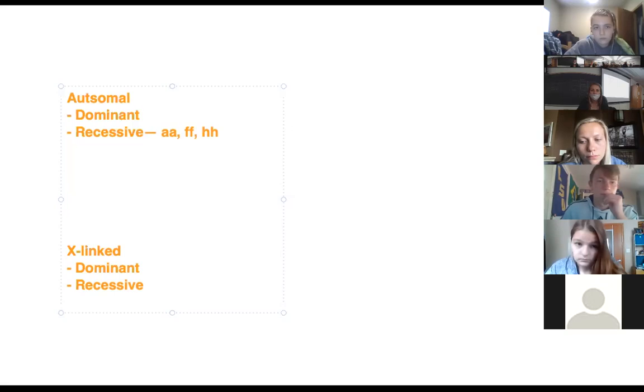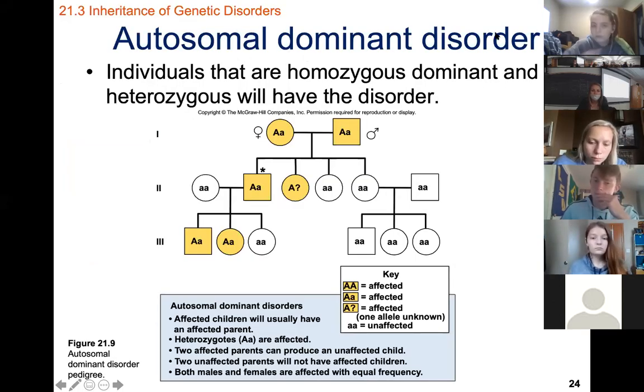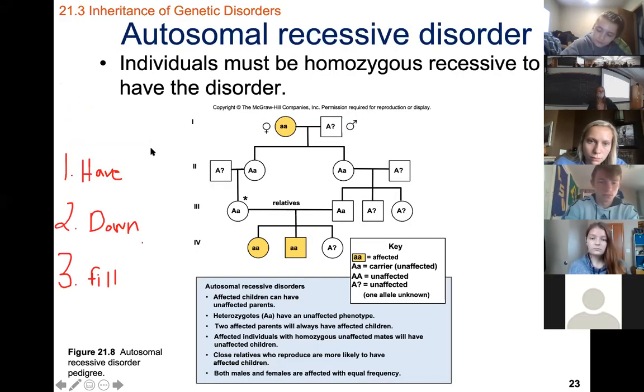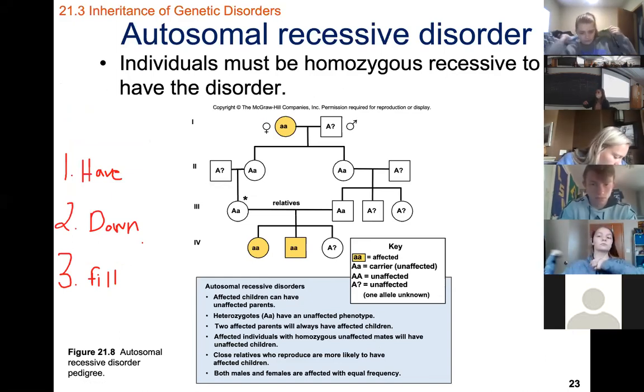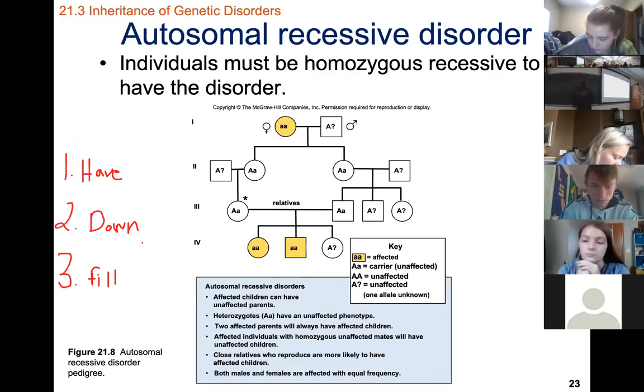Going back to the PowerPoint, for this problem, this is an autosomal dominant disorder. Oh wait, did I go one too far? There we go, autosomal recessive disorder. We already determined what it looks like to have it. If you have it, it's small a, small a. Then we have to walk through what this thing is called. It looks like a bunch of mess if you don't know what you're looking at, but this is called a pedigree. The pedigree is kind of like a family tree.